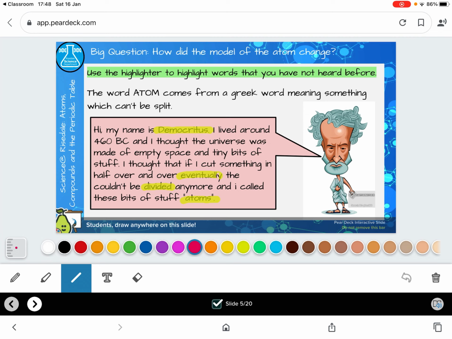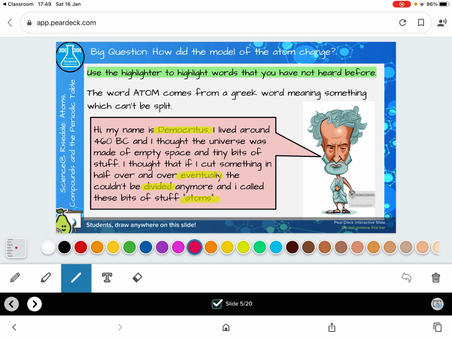So this is Democritus. He lived a very, very long time ago, 460 years before Christ. And he thought the universe was made of empty space and tiny bits of stuff. But he thought that if you started cutting that stuff into pieces, half and half and half, that eventually you would reach a point where you couldn't divide it anymore. And he called this bit of stuff atom, or atomos, which was the Greek word for indivisible.